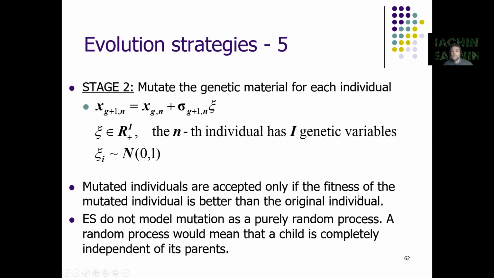Mutated individuals are accepted only if the fitness of the mutated individual is better than the original individual. So you apply a very strong, hard constraint here. You try mutation. If the mutated individual's fitness is not good, then you don't use it. You throw it away.